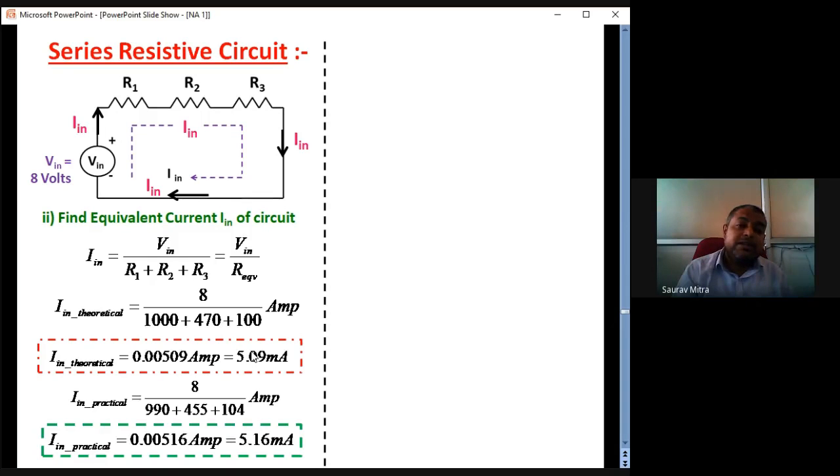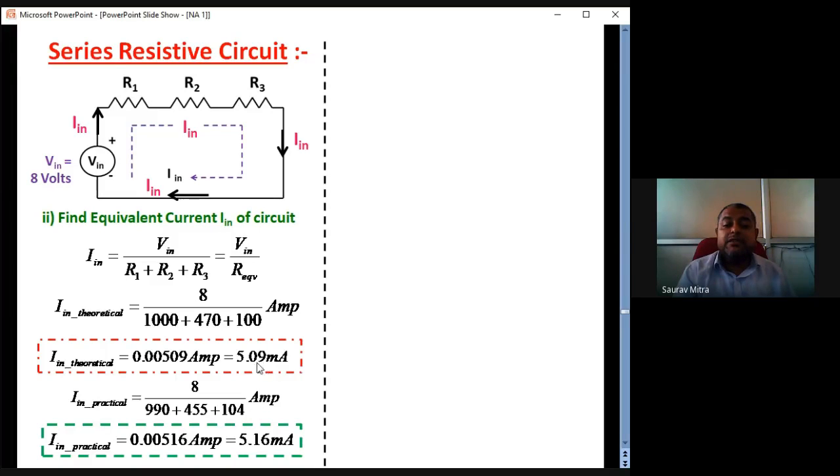Initially we explain all these experiments to you. I give you the resistor values, you have to calculate all the theoretical values, and then you shift to your table where you will perform the experiment. While performing the experiment, you get to see that 1000 is showing 990, 470 is showing 455, and 100 is actually showing 104. These are the practically measured values, and those are the theoretical values. So this calculation you have to do first, fill the calculated observation table, and then go to the table to perform the experiment.